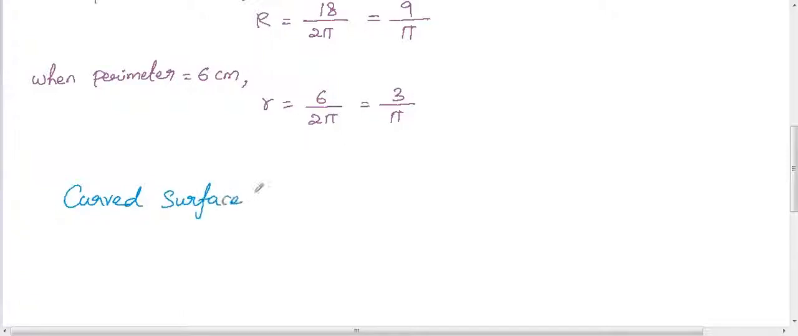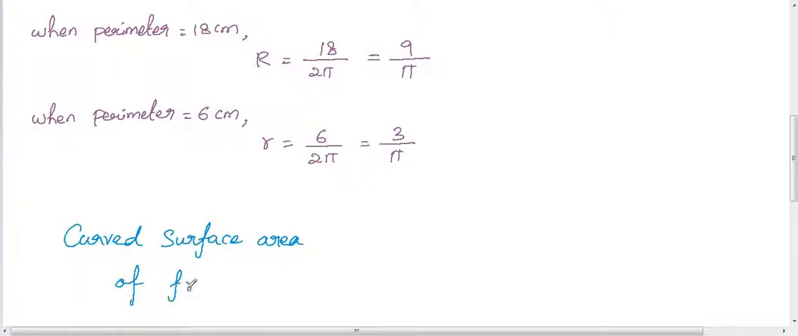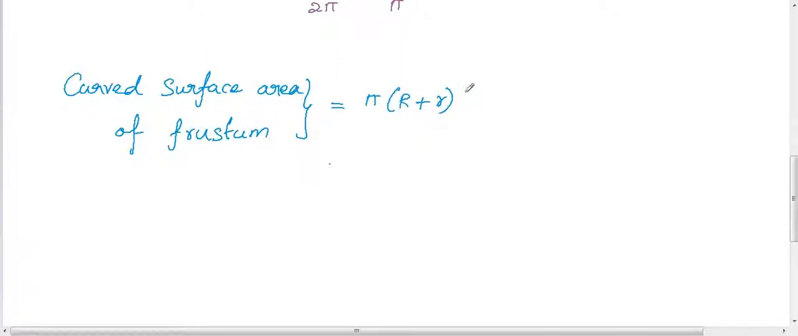Now find the curved surface area of the frustum. The formula for the surface area of the frustum is pi into R plus r into L. Here capital R is the radius of the base circle and small r is the radius of the top circle. So we got 9 by pi and 3 by pi, into L, where L is the slant height, which is 4 centimeters.